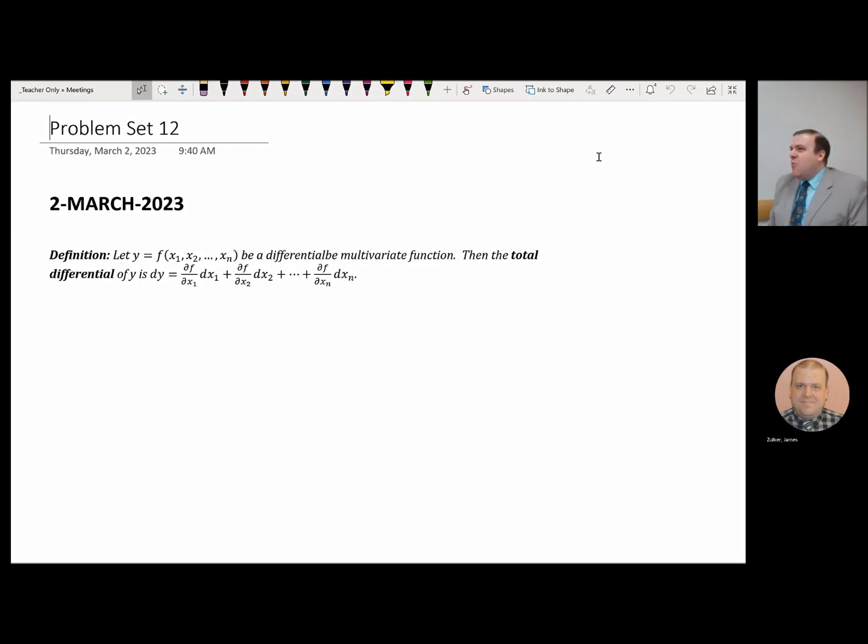Much like in Calc 1, the differential can be used for approximations. It can be used to approximate how the function changes if any combination of the independent variables change.